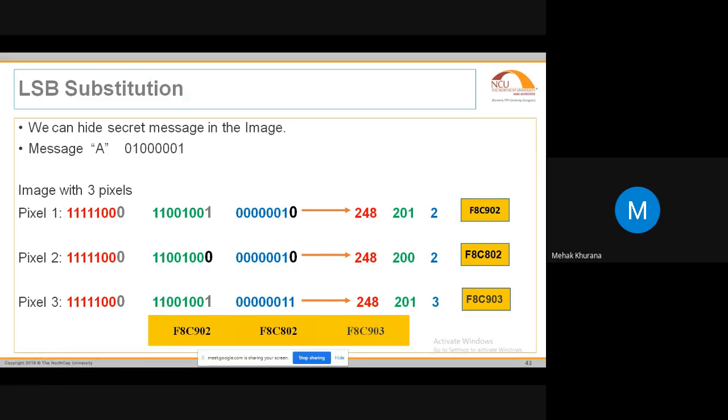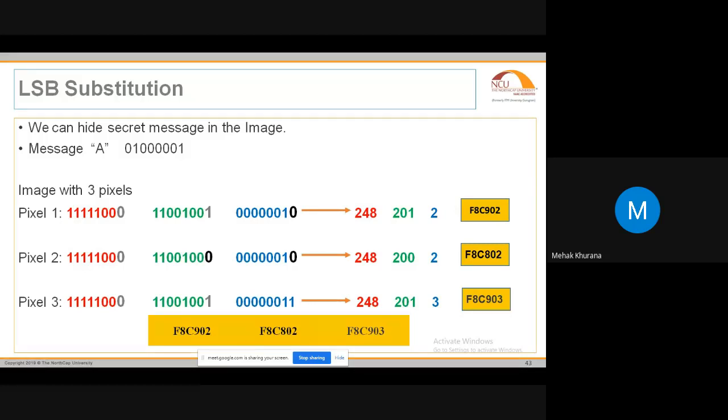You can see in the slide at the end the color is shown as a hexadecimal value. When I converted with the RGB converter, it shows that there is a minute difference. If you can see it clearly, the first one is F8C902. The next one is F8C802, and the last pixel has not been changed, so it remains the same: F8C903. So there is only a minute change, which will not help me identify whether the message has been embedded in this image or not.